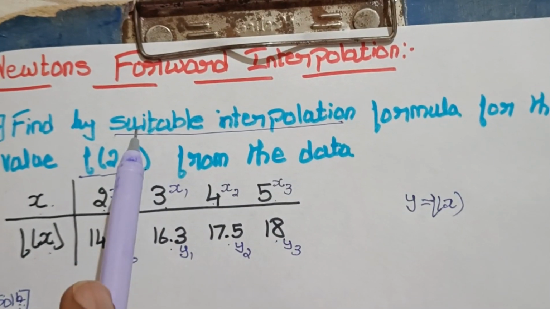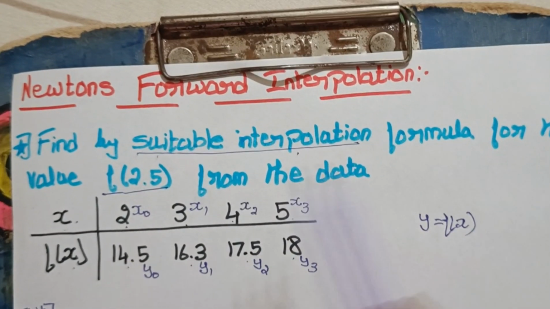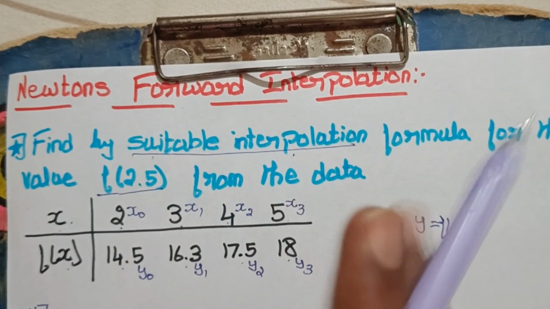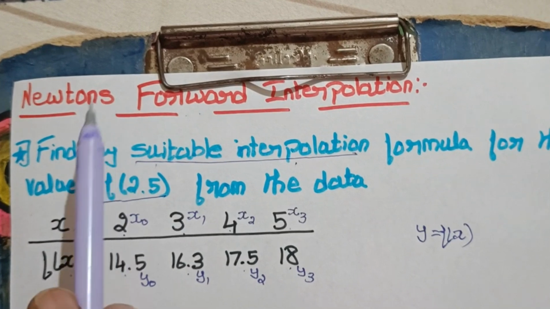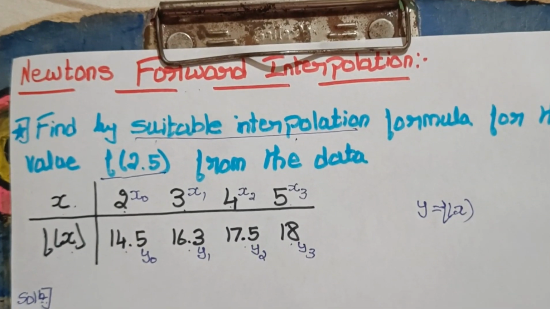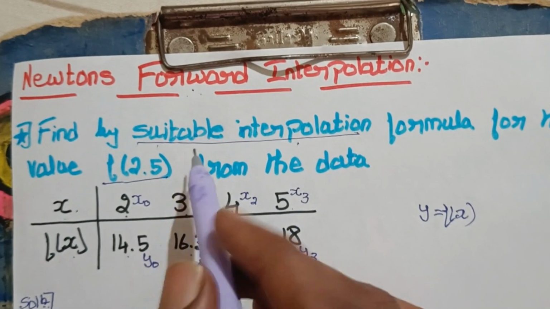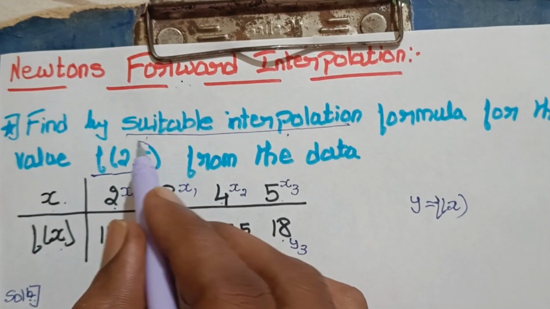Now they have said we have to find the suitable interpolation formula. They have not told to use the forward or the backward. There are two types of interpolation formula, that is Newton forward interpolation formula as well as Newton backward interpolation formula. Now they have not told which one, so we have to find using this value, that is 2.5.